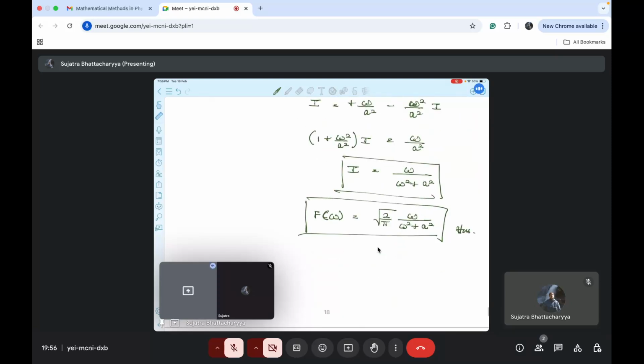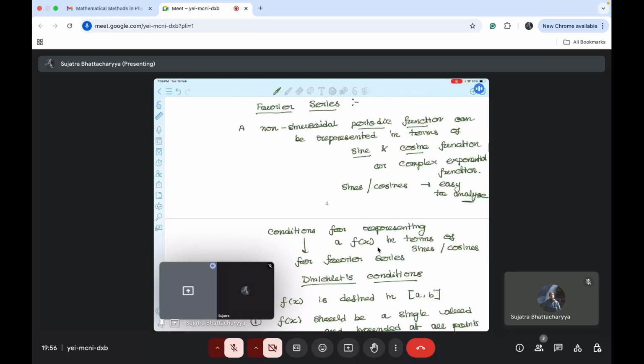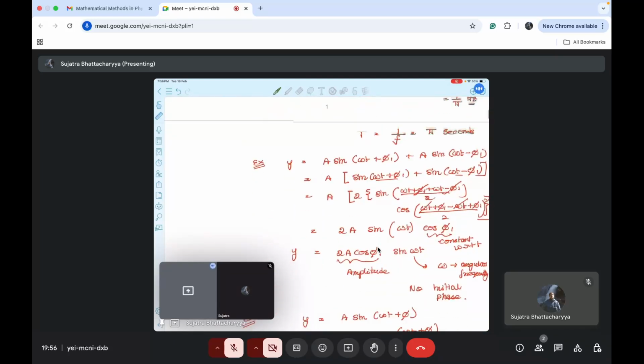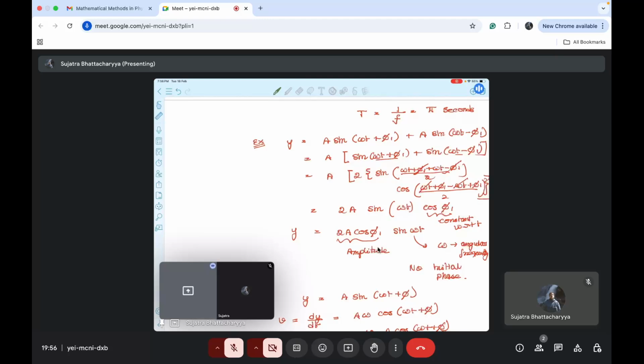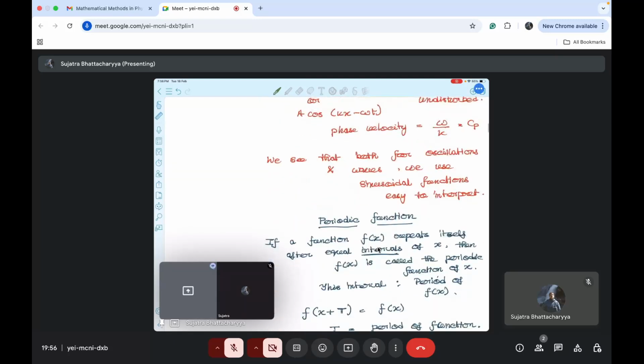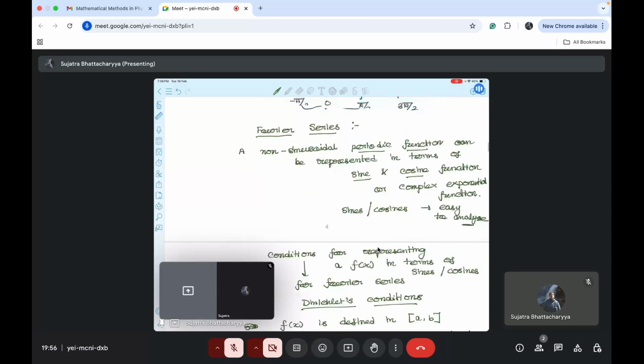Fine. So that's all for today. I think we can stop here. So what we have discussed is the Fourier transform. Initially, we started with simple harmonic motion. We saw that sine and cosine functions are mostly used in representing waves because their properties are very well known. But what will happen if you have some non-sinusoidal function? We see that for non-sinusoidal functions also, we can represent them in sines and cosines if they are periodic and follow certain conditions, such as the Dirichlet conditions.